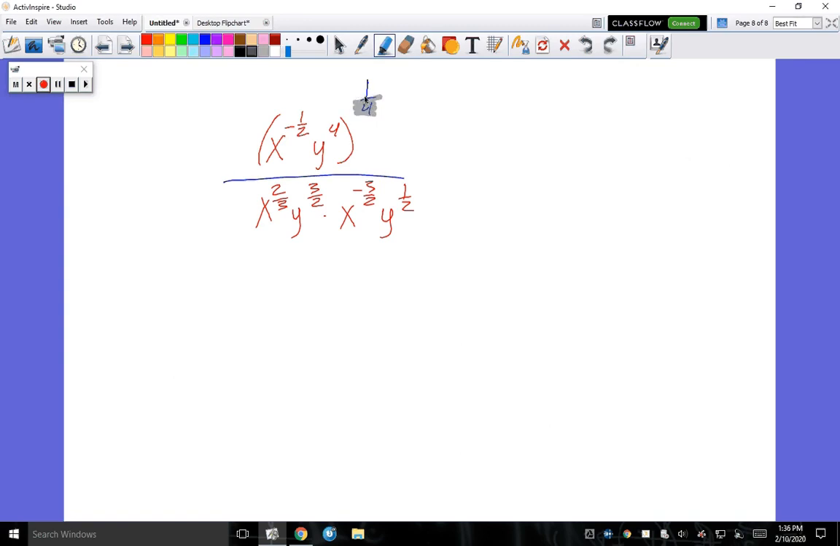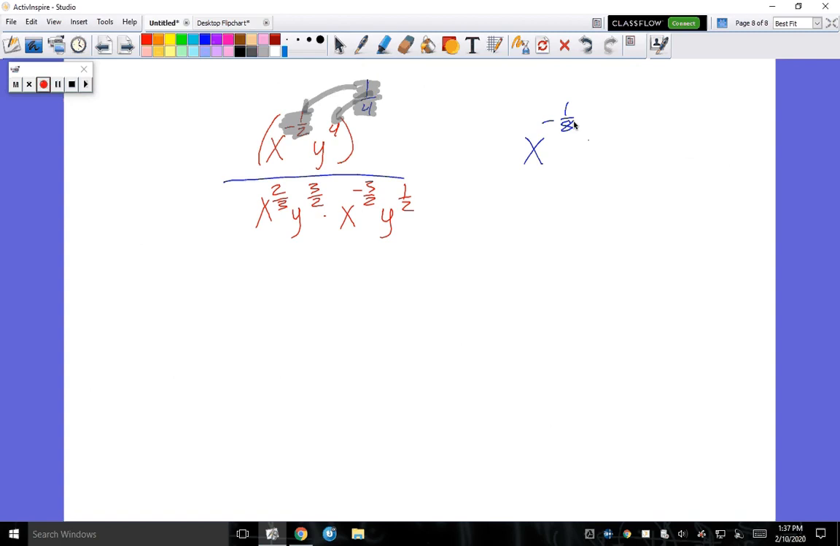What should we do with this 1/4? Split it. Yep, apply it into both. I know it looks and feels like distribution, but we're not distributing, we're applying it. And what am I going to do with negative 1/2 and 1/4 right now? I'm going to multiply them. And what do I get? Negative 1/8.